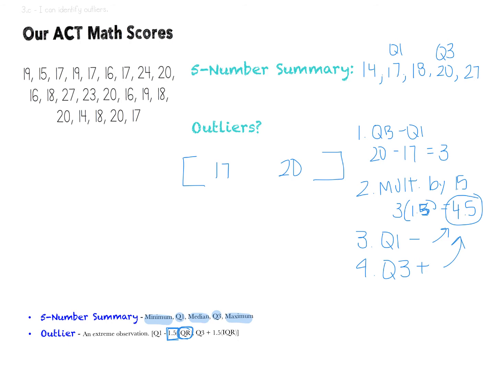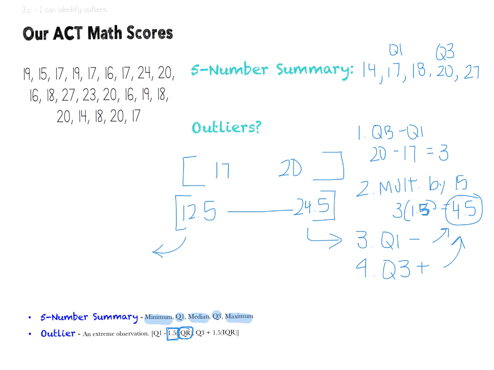So if I took 17 and I subtracted 4.5, I get 12.5. So we're saying that any value from 12.5 to 20 plus 4.5, which gives me 24.5, based on our data, that's an acceptable range of values. So anything less than 12.5 and anything greater than 24.5 is going to be considered an outlier.